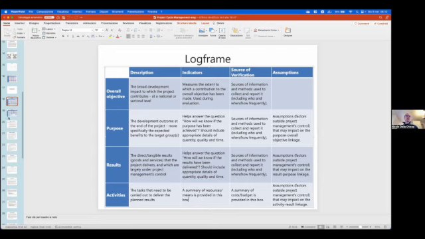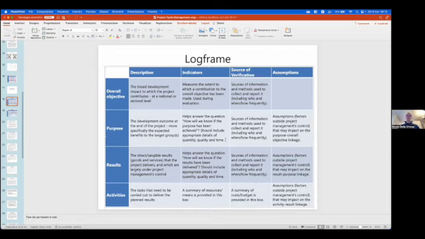Then we will see some examples of possible indicators, but usually what we want from an indicator is that it should be as objective as possible. That means that if two different people measure the performance of a project using a certain indicator, they should be able to obtain the same results.